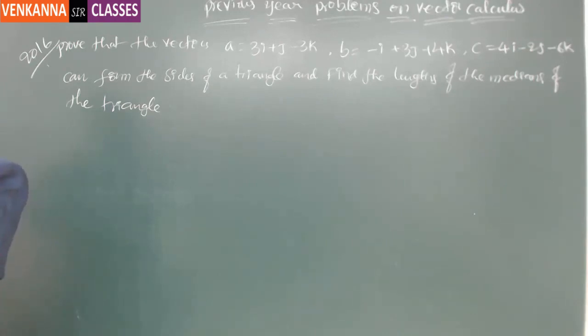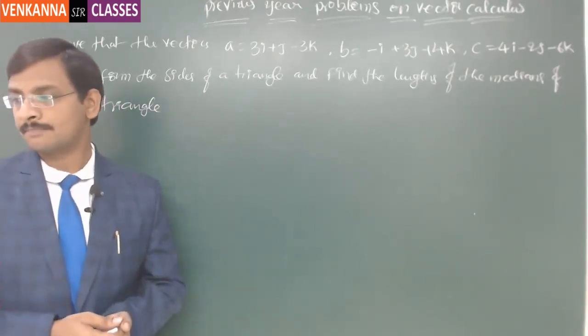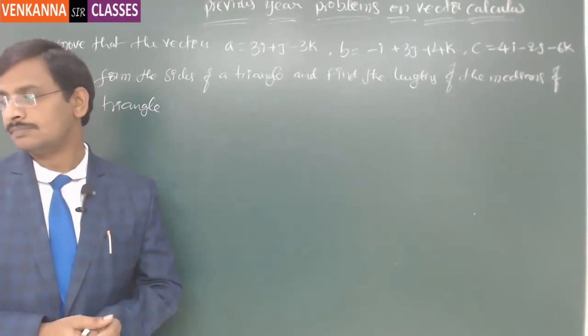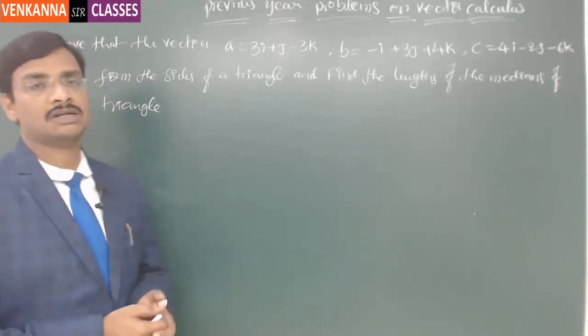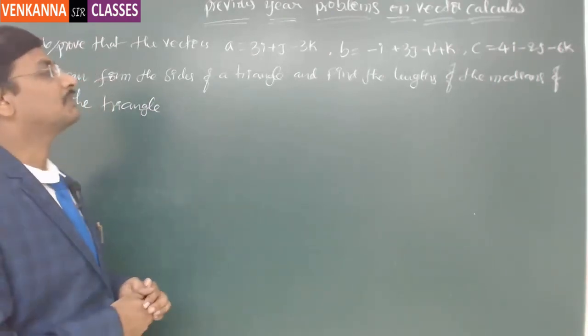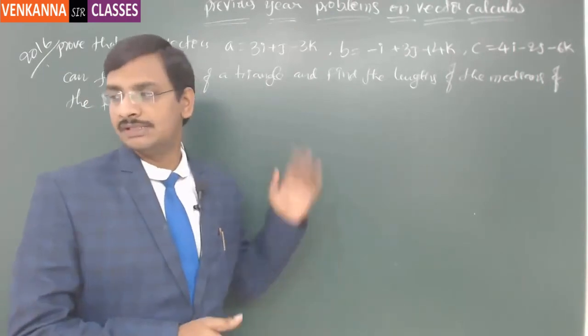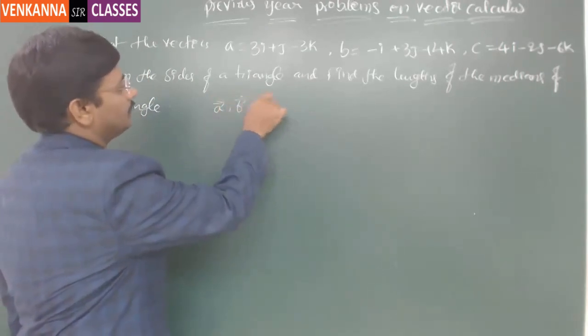Any idea how we can solve this? Anybody? So this is actually straightforward on vectors. It's not even on vector calculus. These are from the basics of vectors. Here, without mentioning, if he simply gives the position, then these are nothing but position vectors. So A, B, C are the position vectors.